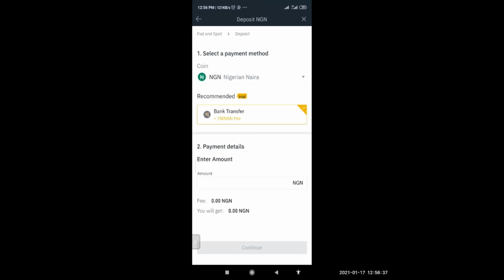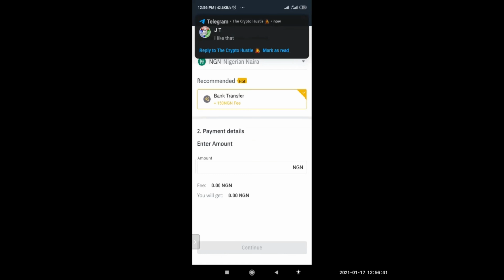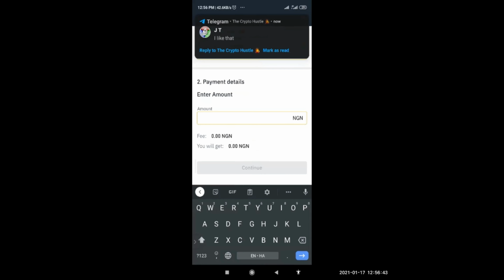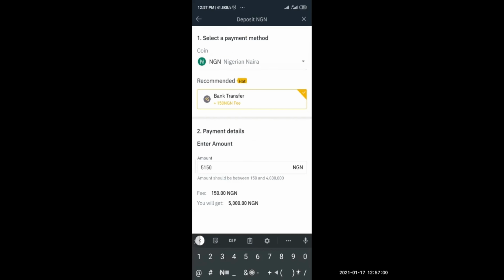You are charged 150. The minimum is 150, and the maximum amount you can deposit in one go is 4 million. So let's say, for example, I want to deposit 5,000. So 150 will be deducted out of it, and then I will get 4,850. If I want to get exactly that amount, I will add 150, and then it will be removed as fee. And then I will click continue.